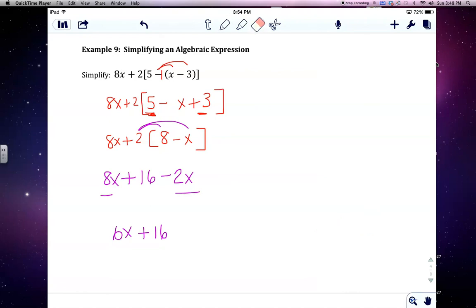Now if you want to go ahead and do checkpoint number 9 on page 15, go ahead and pause the video. And I'll give you the answer in just a second. Ooh, I spelled video wrong. Okay, video. Go ahead and pause it. Okay, and hopefully you play the video again. The answer is 42 minus 4x.